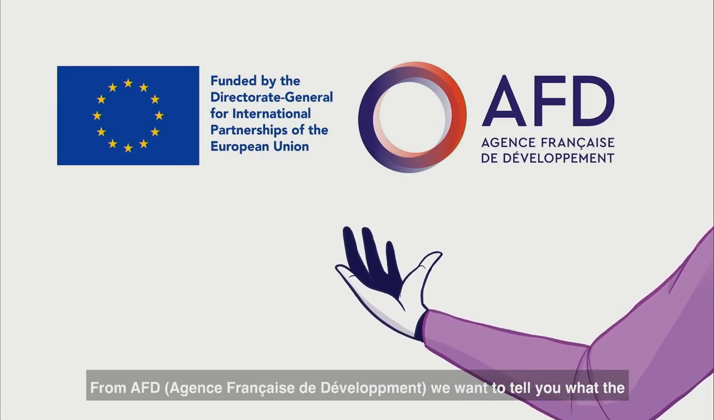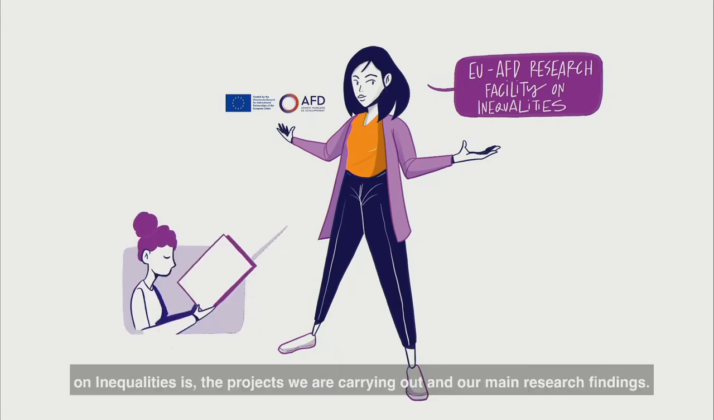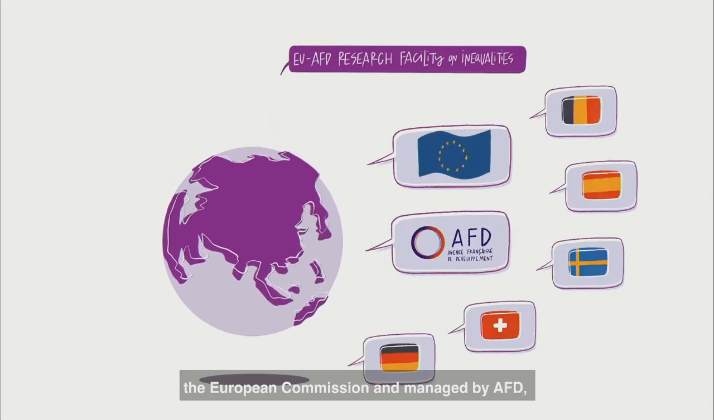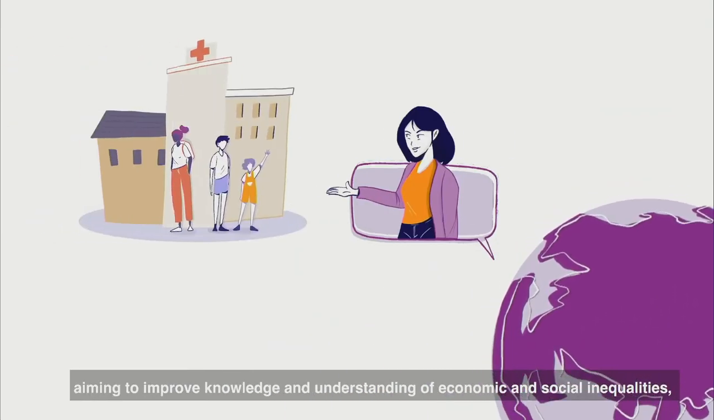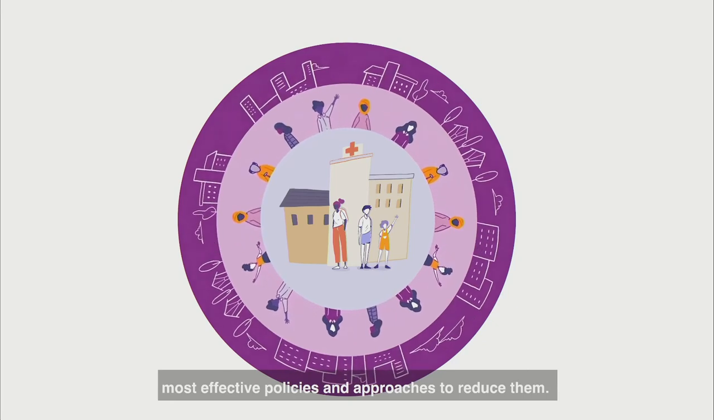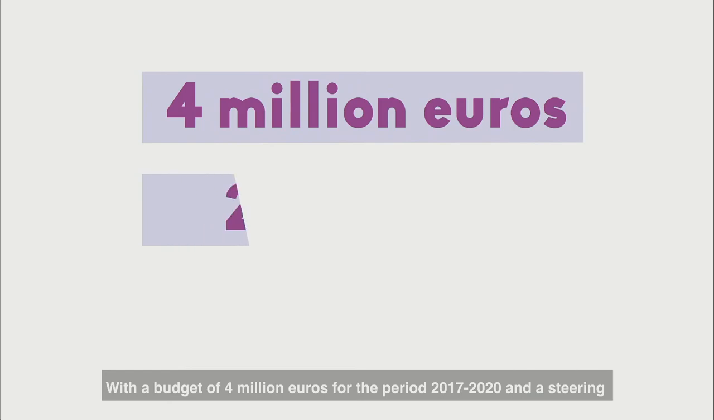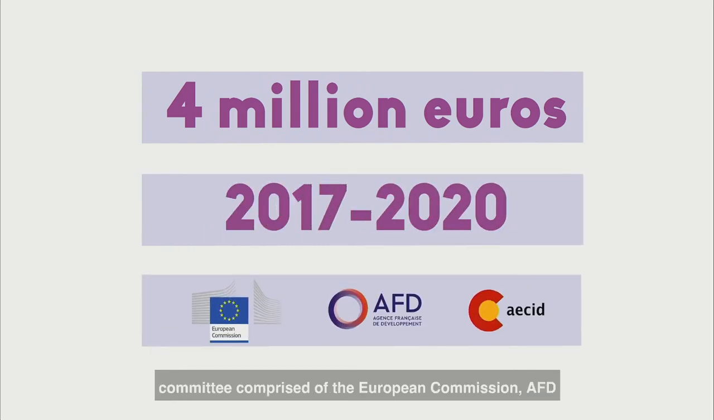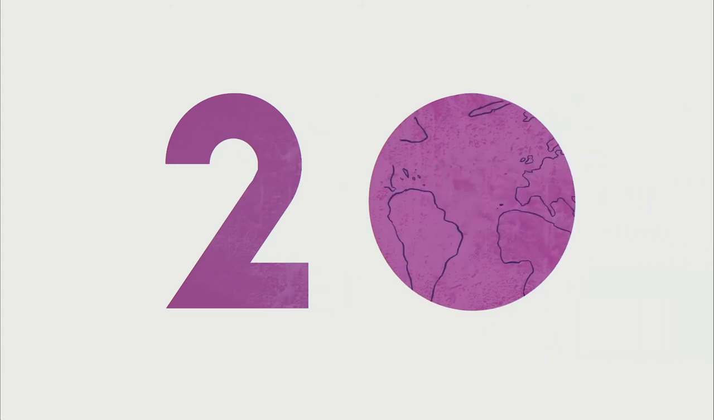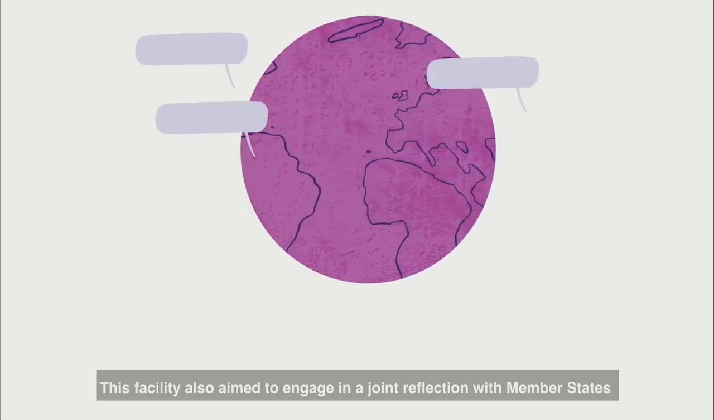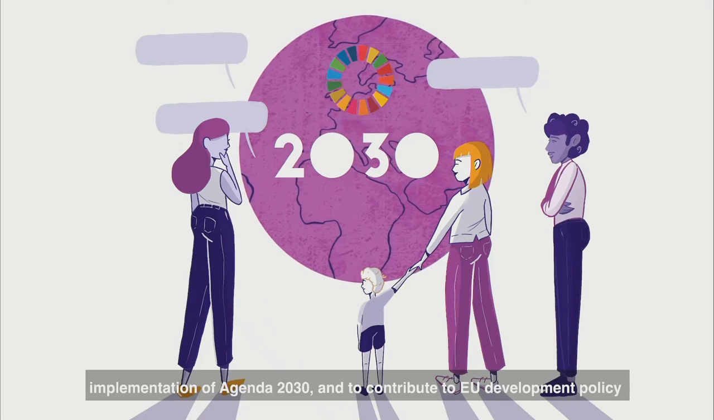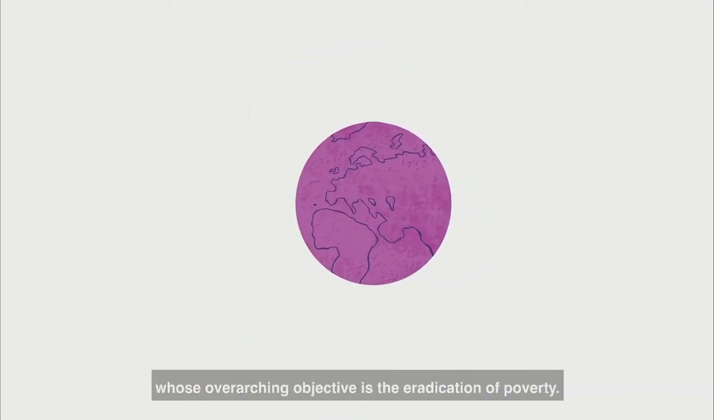From AFD, Agence Française de Développement, we want to tell you what the EU-AFD Research Facility on Inequalities is, the projects we are carrying out, and our main research findings. The EU-AFD Research Facility on Inequalities is a programme funded by the European Commission and managed by AFD, aiming to improve knowledge and understanding of economic and social inequalities, their determinants and underlying mechanisms at different spatial levels, as well as the most effective policies and approaches to reduce them. With a budget of 4 million euros for the period 2017 to 2020 and a steering committee comprised of the European Commission, AFD and AECID, the Spanish Cooperation, the programme launched more than 20 research projects in over 20 countries. This facility also aimed to engage in a joint reflection with member states on ways to strengthen the contribution of EU development cooperation to the fight against inequalities in the framework of the implementation of Agenda 2030 and to contribute to EU development policy whose overarching objective is the eradication of poverty.